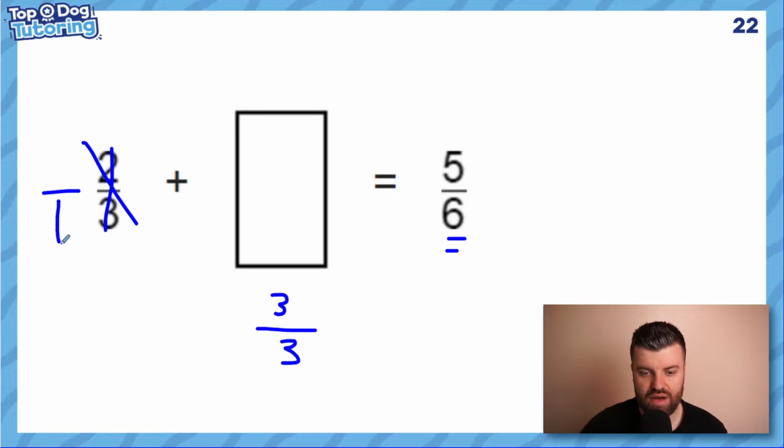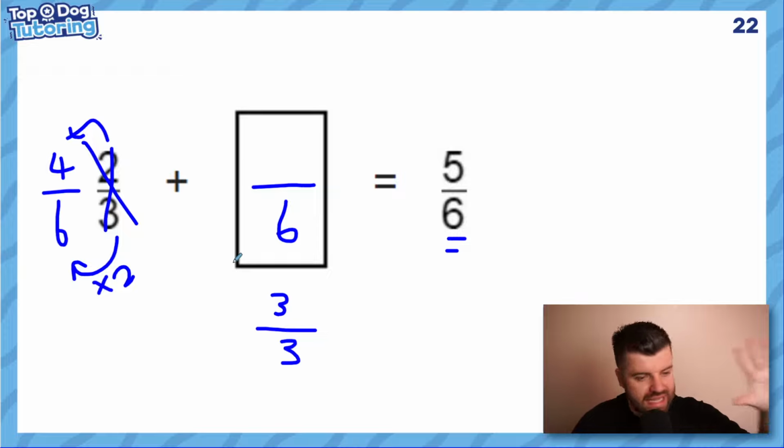We need to change it, and like I said, we're going to make all the denominators the same. So we're going to pick 6, 6, 6. How do I go from 3 to 6? I multiply by 2. Do the same to the top. 2 times 2 is 4. Now it's the easiest question in the world.